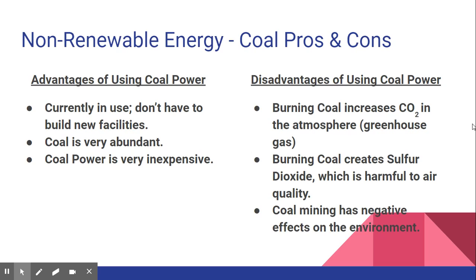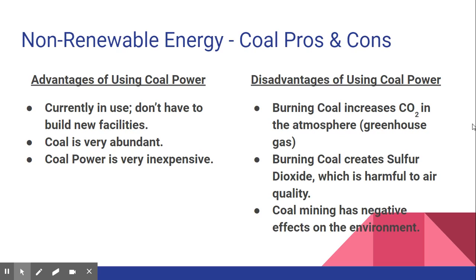But coal burning also creates things like sulfur dioxide. Sulfur dioxide can contribute to things like air pollution as well as acid rain. Both of these can have very negative effects on the environment.